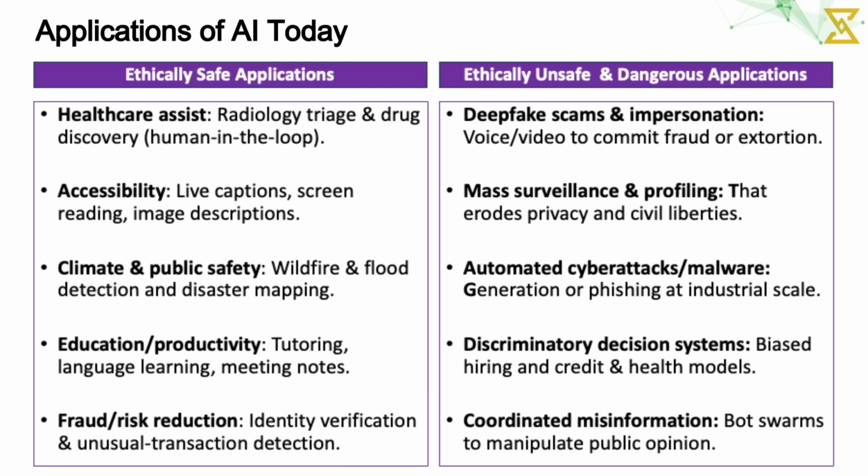Complex decision systems are responsible for biased hiring and for creating discriminating credit and health decisions. And lastly, AI is being used for coordinated spread of misinformation or bot swarms to manipulate public opinion and for mental manipulation.